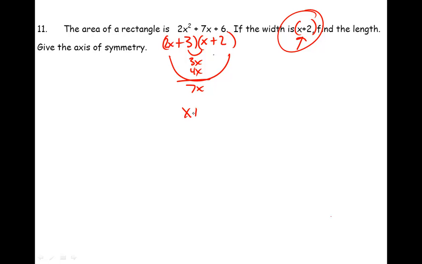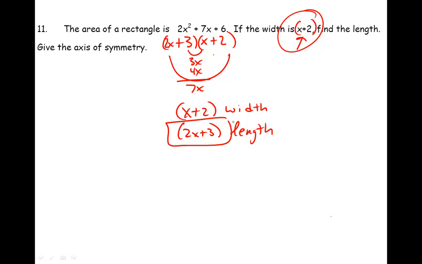So we factored it correctly. So if the x plus 2 is our width, then that means that the 2x plus 3 must be our length. So the answer here is 2x plus 3.